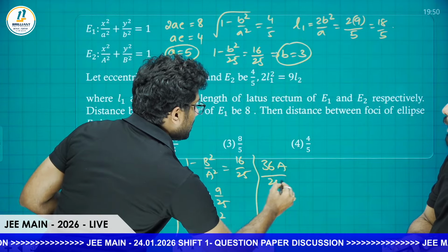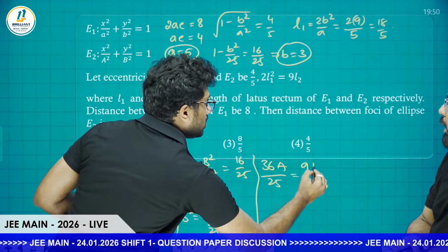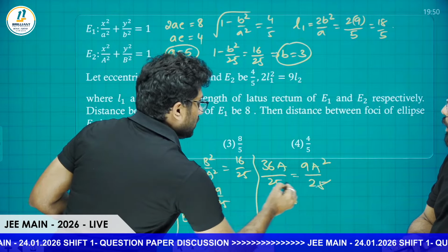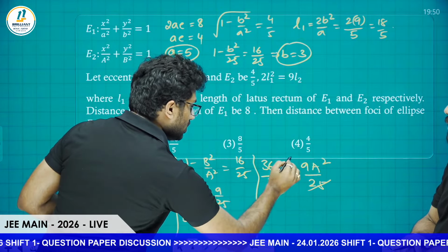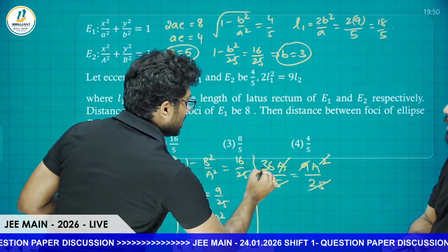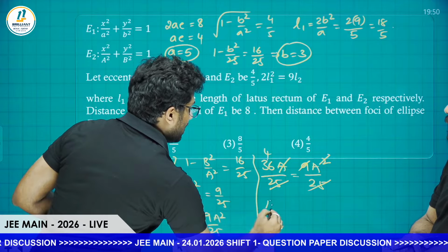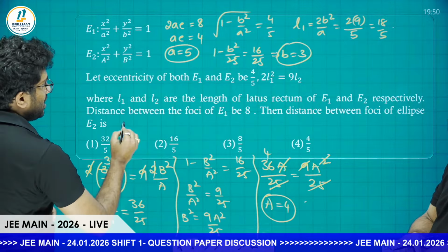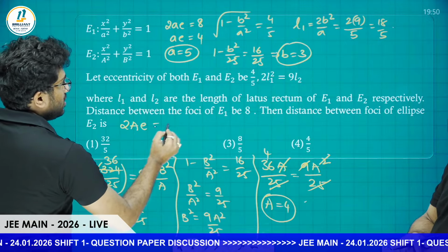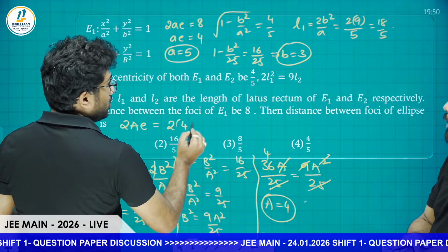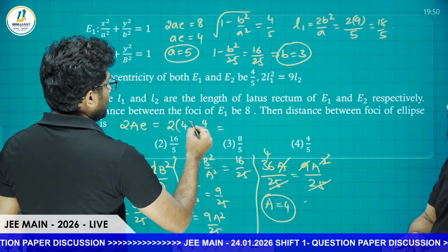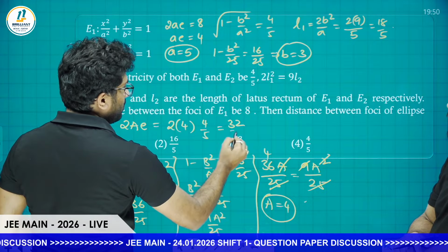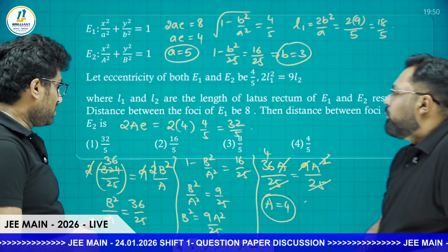So 36A by 25 is equal to 9A squared by 25. So A is equal to 4. They are asking for the distance between the foci of the second ellipse. It's again 2AE. So 2 into 4 into 4 by 5. That is 8 4s are 32, divided by 5, is the required answer.